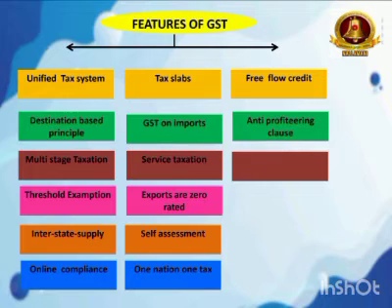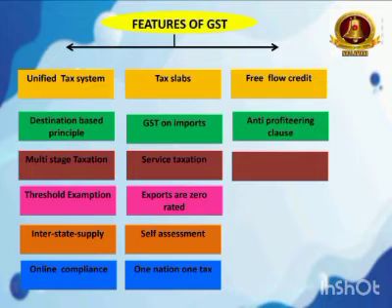Threshold exemptions. Small businesses with turnover below a certain threshold are exempt from GST to reduce the burden on small scale enterprises. Taxpayers with an annual turnover of rupees 40 lakhs, rupees 20 lakhs for special category states, would be exempt from GST.